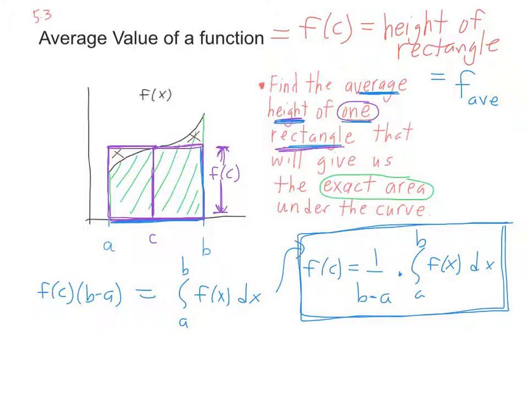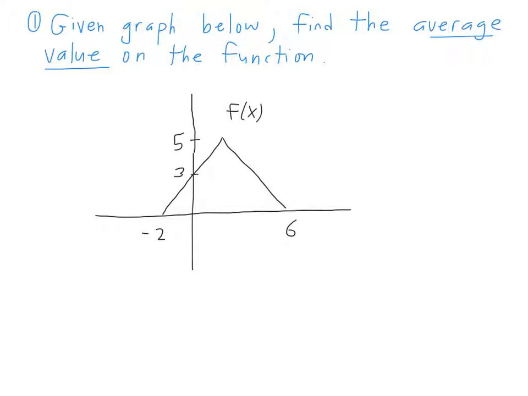Okay, so let's look at some examples. Check out this example. We're given this graph here of f of x, and we're asked to find the average value of this function. We have some key points here: negative 2 to 6 are the x values that it spans, the highest point it's going to reach is 5, and it looks like the y-intercept is 3.